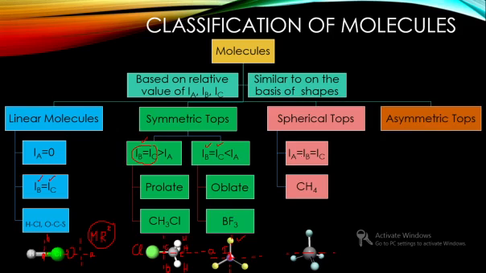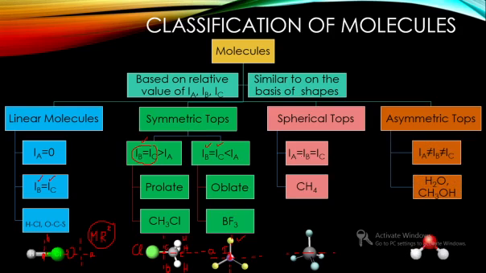And the last one is the asymmetric top molecule, where all the moments of inertia are different or unique, and most molecules are asymmetric top molecules. They don't have any preferential molecular axis, and they will have different moments of inertia along all three mutually perpendicular directions. So these are the four classifications of molecules based on moment of inertia, or you can say based on the shape.